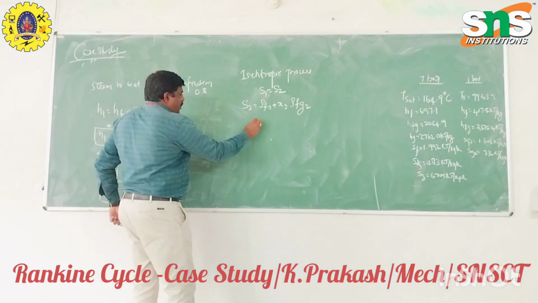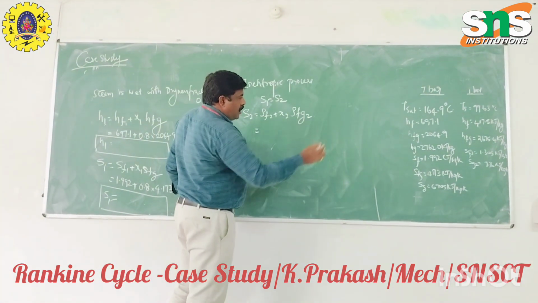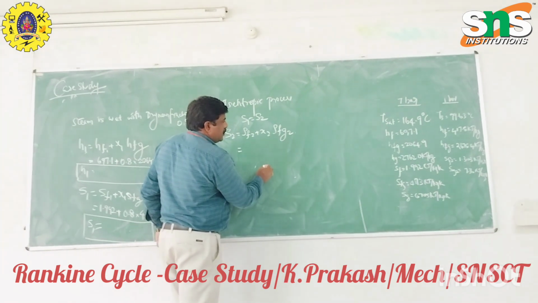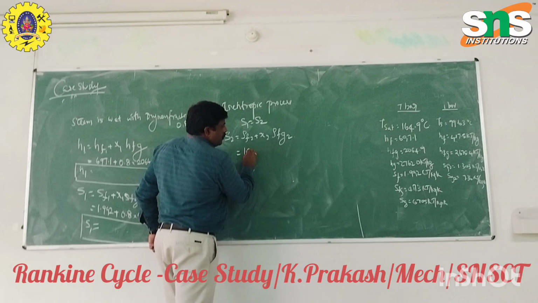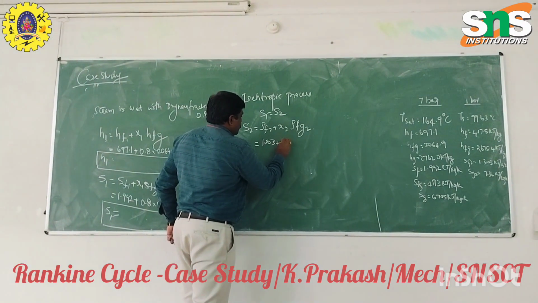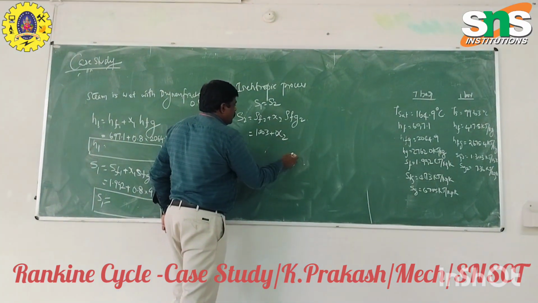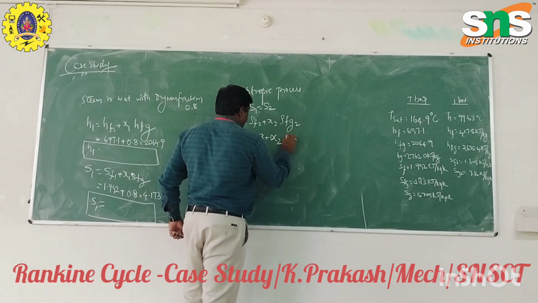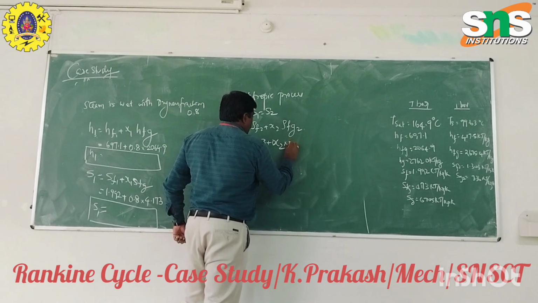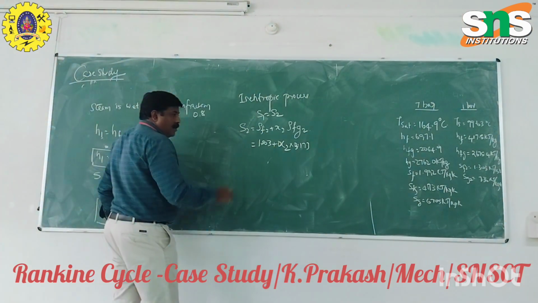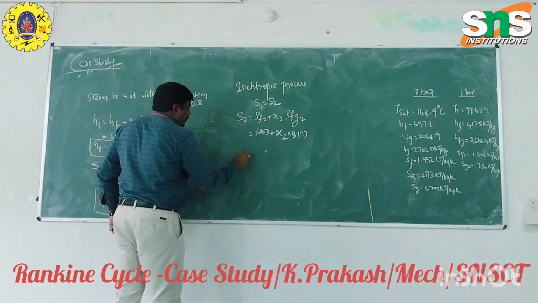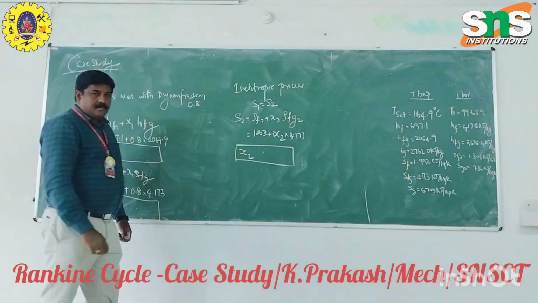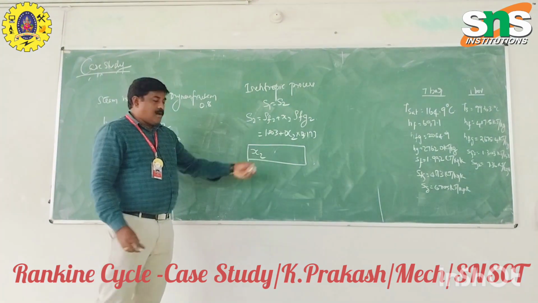When we substitute, we find that S of 2 is 1.303 plus X2 into S of G. We don't know what X2 is, and S of G is 3.17. Okay. Now we substitute the values and find the value of X2. Now we can solve and find out X2.